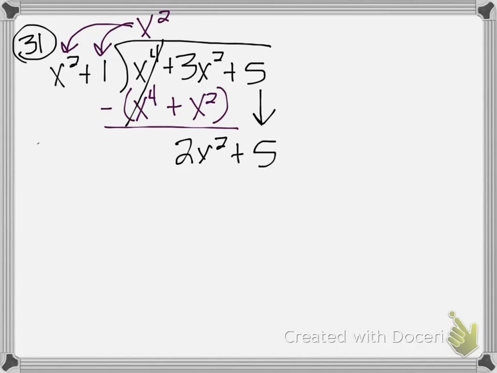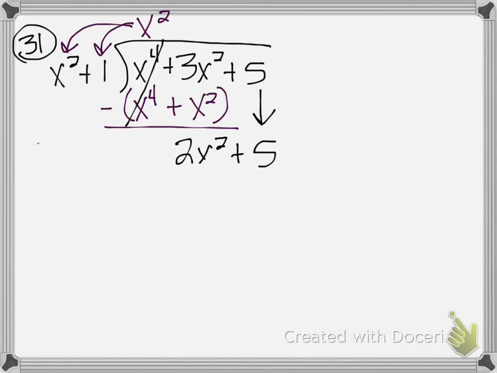Yes? You said 2x squared plus 5. Uh-huh. You got a plus 3, and you got an x squared. 3 minus 1 is 2. That's imaginary 1, right? Yes. Oh, okay. 3 minus 1. That's kind of like how that happened.